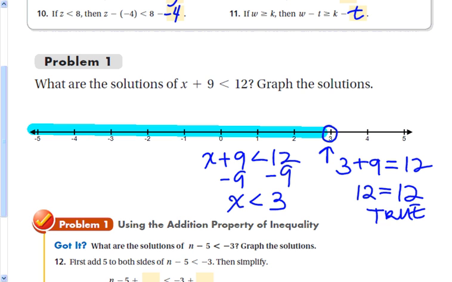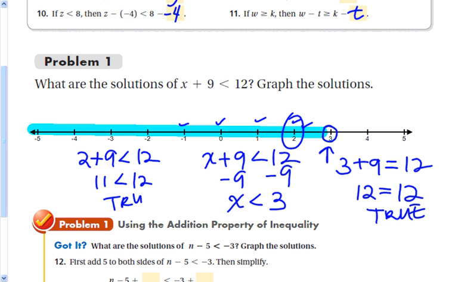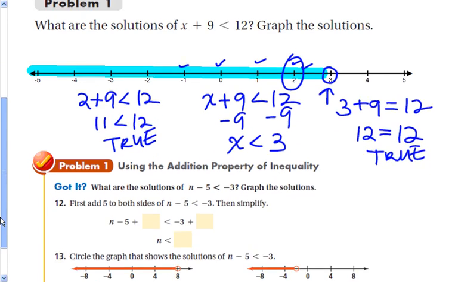And then we want to check one of our solutions, and you could actually pick any one of these, any number, even like 2.5, but I'm going to choose the first one. So I'm going to do 2 plus 9 and check to make sure that is actually less than 12. And 11 is less than 12. So that's true, so I think I have the right solution. All right, go ahead, do problem 1.